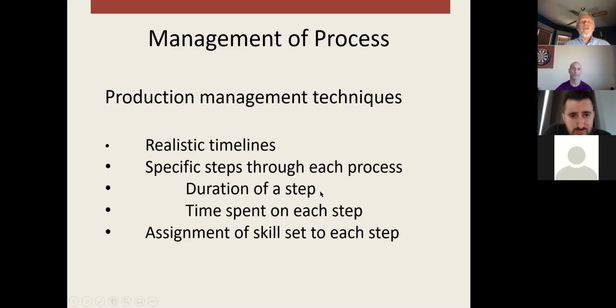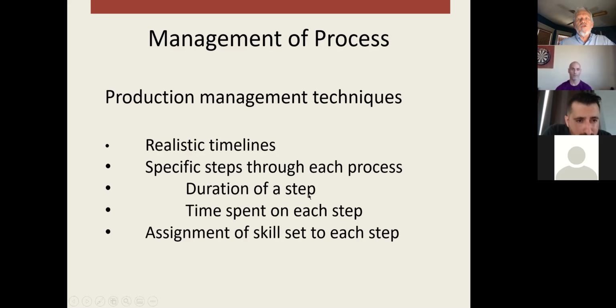And so some things are dependent on a process, and some things are not dependent on a process. So you've got both parallel lines where things are moving along at the same time, and then you've got the time when they come together and something has to be done prior to that. So that's project management for real. Specific steps through each of those processes.